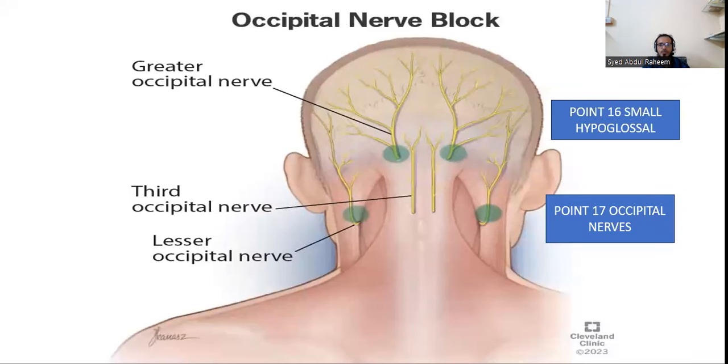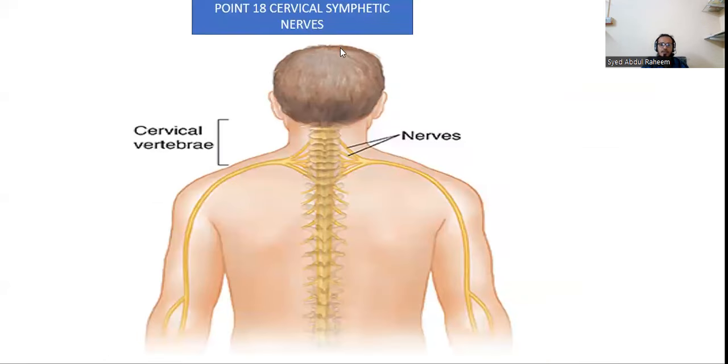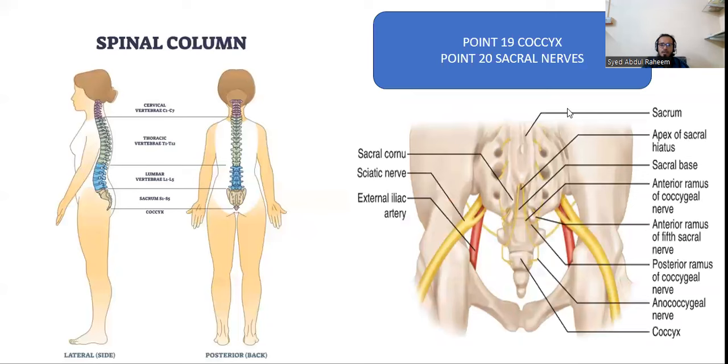Occipital, you can see point number 16, hypoglossal, this region. Okay, and 17, this whole region, occipital nerves. And you can see the cervical sympathetic nerves. Okay, and we have spinal column. Here we have the coccyx and sacral nerves. This is the sacrum, this is the coccyx.